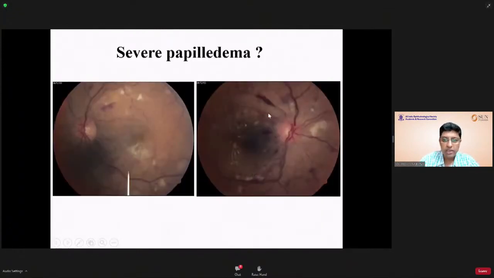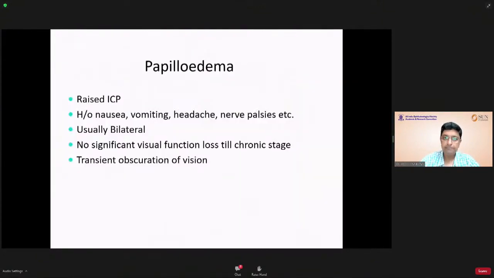Now, again, here is another case where you believe that there are blurred margins bilaterally, and it may be papilledema, but you look at all these hemorrhages and exudates, and they appear to be very far removed from the disc. Some of them are overlapping, but a lot of these lesions are away from the disc. So this is not primarily a disc pathology. This was a patient with grade 4 hypertensive retinopathy who presented to us and was diagnosed outside as raised ICT.